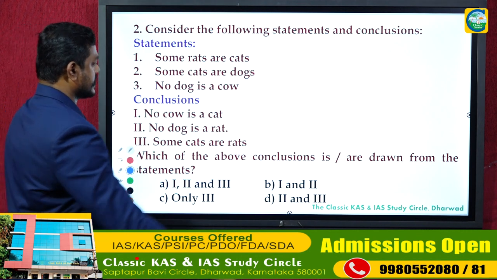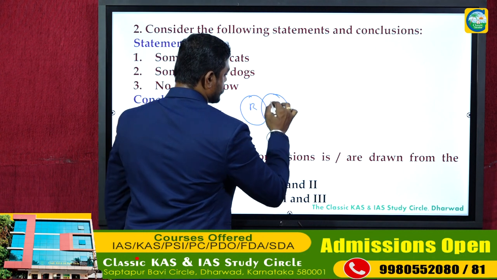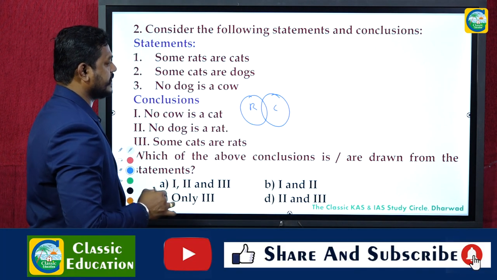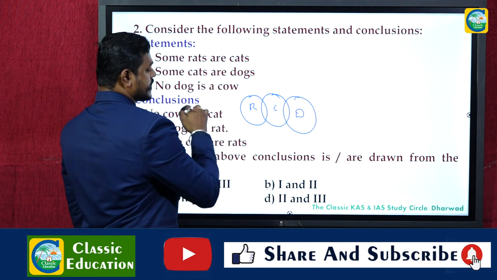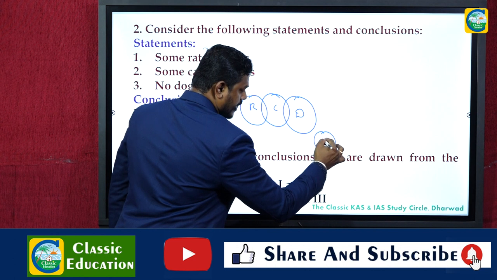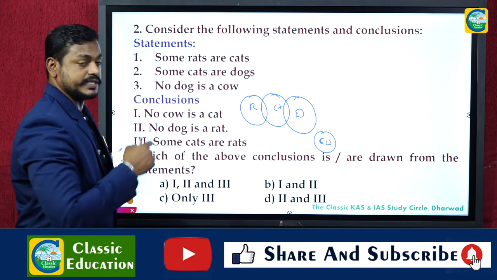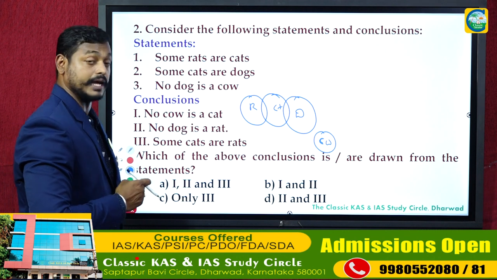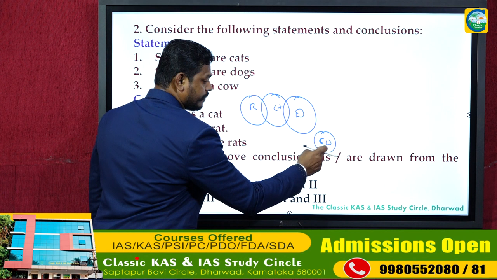Some rats are cats. Some cats are dogs. No dog is a cow. Right? Here it is first. But some possibilities are there here. Possibility will come how it is. Some rats are cats. Some cats are dogs. No dog is a cow.